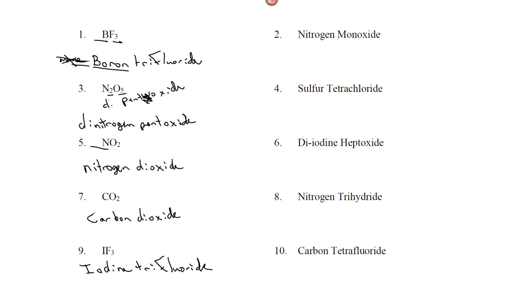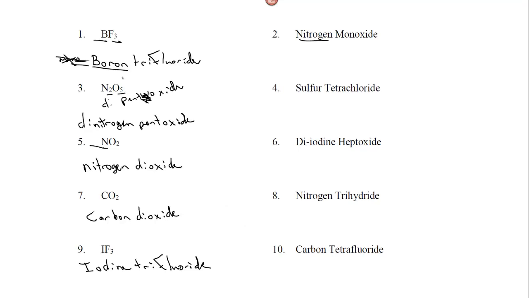Okay. Now, when you're going the other way, it's really easy because you're told how many there are, right? There's nitrogen here, so there's one of them. So we have N for nitrogen. It's monoxide, so I have one oxygen. So this is going to be NO, right?